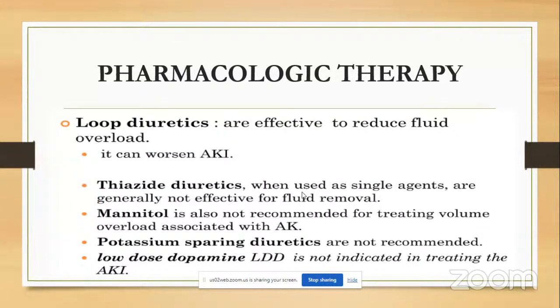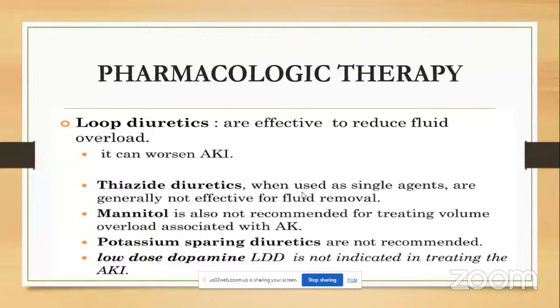In pharmacologic therapy, loop diuretics are effective to reduce fluid overload, but they can worsen AKI, so they should only be used to reduce fluid overload. Thiazide diuretics as a single agent are generally not effective, so they are usually used in combination with loop diuretics like metolazone oral, and loop diuretic furosemide is given IV as a continuous infusion or intermittent infusion.